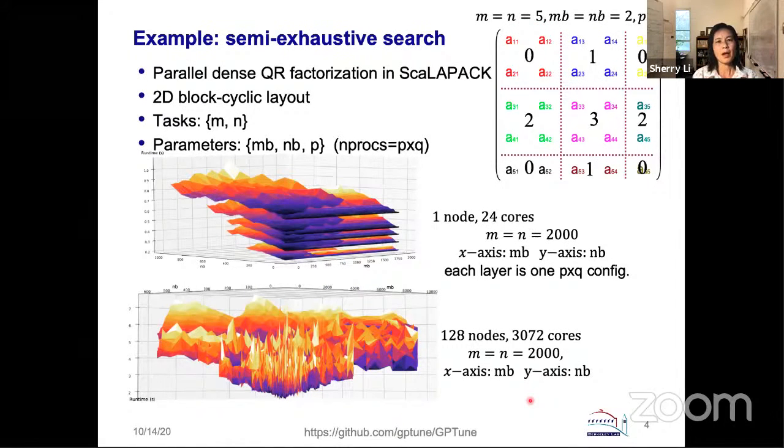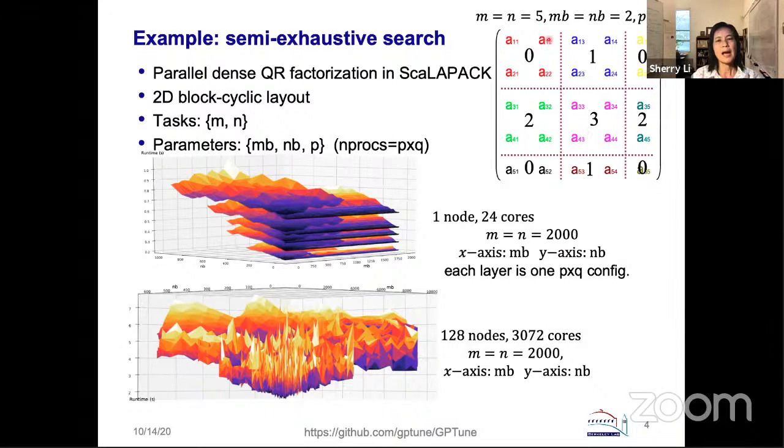This is the parallel dense QR factorization in ScaLAPACK. I think a lot of people are familiar with this. And on the upper right corner here, I have a small 5x5 matrix. I divide it into 2x2 blocks. So now I have 3 blocks. And then I have 4 processes. It's mapped using a 2D block cyclic layout. So 0, 1, 2, 3, okay.